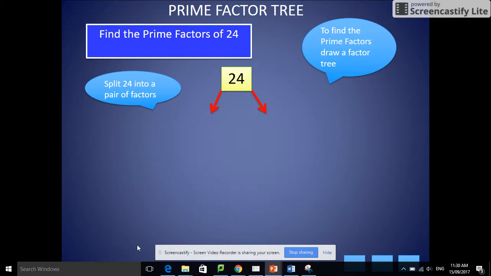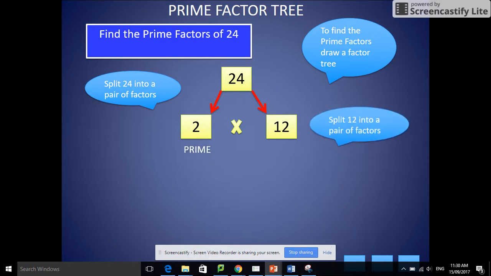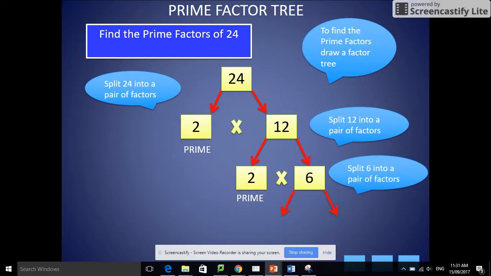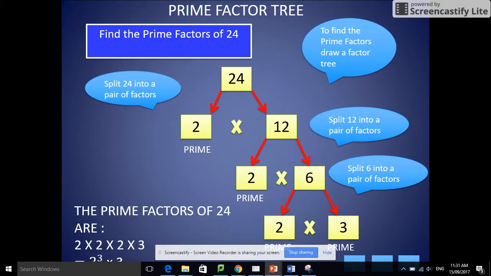Let's just do one more of 24. Another way we can do it, we could do 2 times 12. Well, 2 is a prime straight away, but what goes into 12? How do we split that into factors? Well, we could have 2 and 6. That would mean that 2 would be a prime, and we would have to split the 6 up. Split the 6 into a pair of factors, and you've got 2 and 3, which are now primes as well. We circle those. So therefore, there are the prime factors of 24. Again, we've got 2 to the power of 3 and 1 times 3.